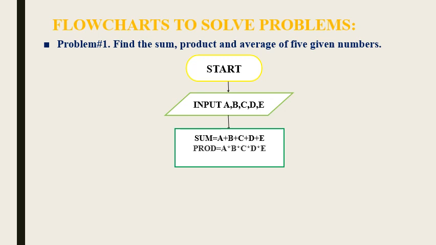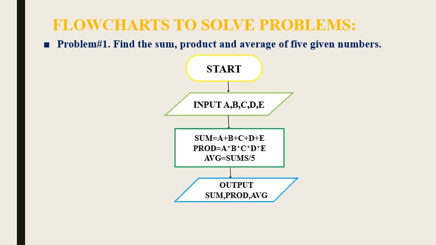Then we want a product. So that's why we use all 5 variables to multiply each other. And the last we required average. So that's why we use the formula of average. Now our required output, sum, prod and average. This is our output, and the last one is stop.